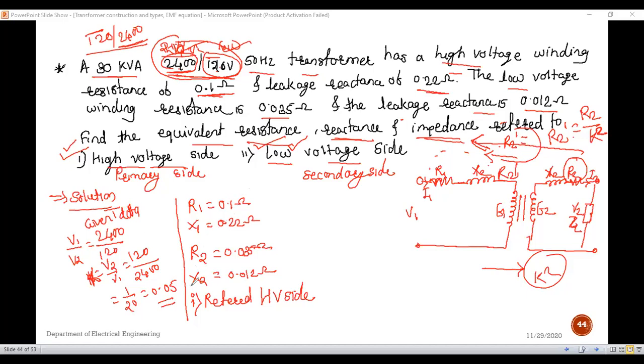See, referred to HV side, I am calculating the equivalent resistance. That is, equivalent resistance referred to primary side is nothing but R01. We are representing equivalent resistance at primary side as R01. First the primary side resistance R1 as it is, then this value we are transferring here, it becomes plus R2 dash. R01 is equals to R1 plus R2 dash, right?